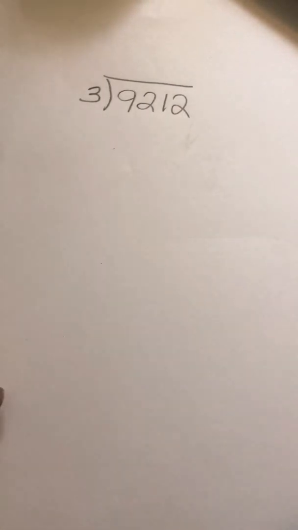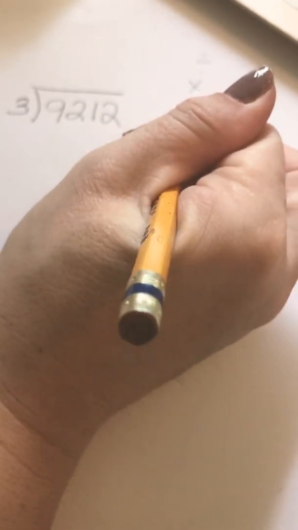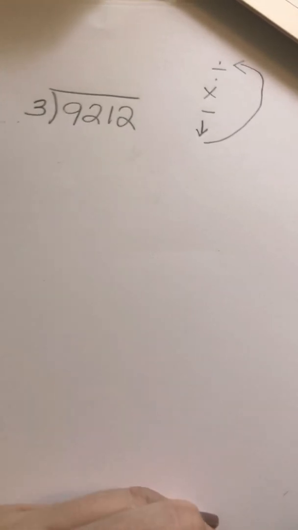The steps that we want to remember are, let's see where I can write this down so you can see. Divide, multiply, subtract, bring down, do it again. And I'm sure you remember me saying divide, multiply, subtract, bring down, do it again. Okay, so we're gonna start with this problem. You can take notes and do it along with me.